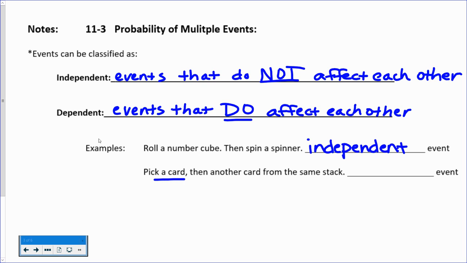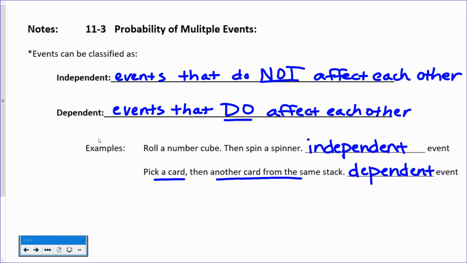But if I pick a card and then I pick another card from that same stack, now what card I select as that next probability is being affected if I'm not putting that card back in the stack. So now that probability is changing based on the first probability. That makes them dependent events.